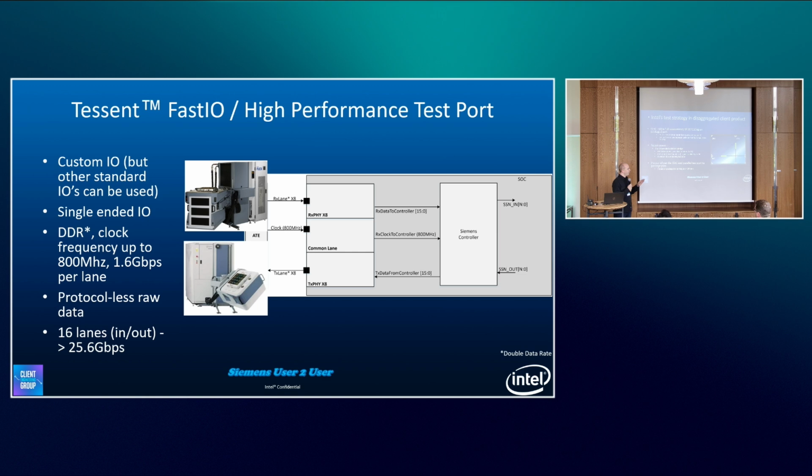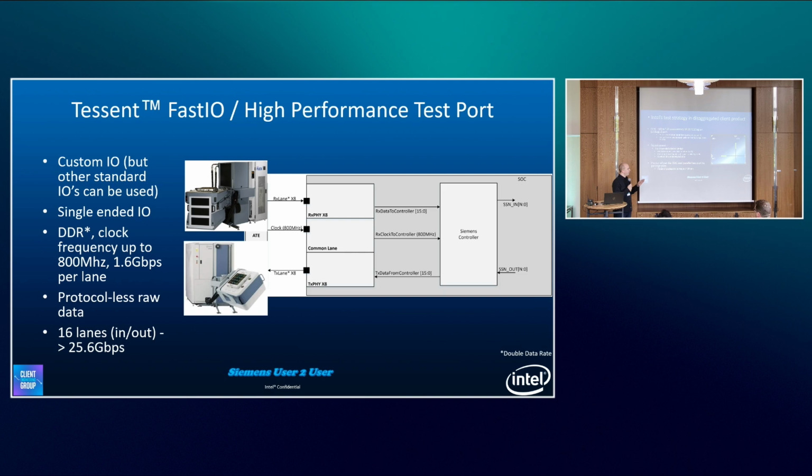In order to simplify our design for the HPTP, we used single-ended I/O. We used a double data rate protocol with clock speeds of up to 800 megahertz. We didn't want to stretch ourselves too much because of the higher costs for testers. 800 megahertz provides us with 1.6 gigabits per second per lane. Overall, for the CPU die, we had 16 lanes, 16 in, 16 out, which provide us with an overall of 25.6 gigabits per second for the test board.